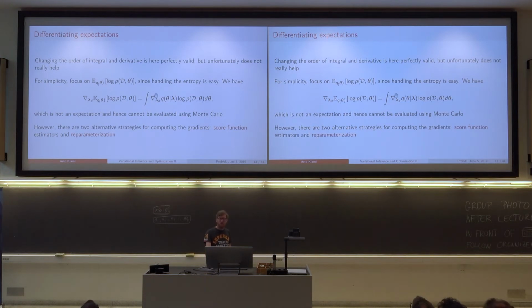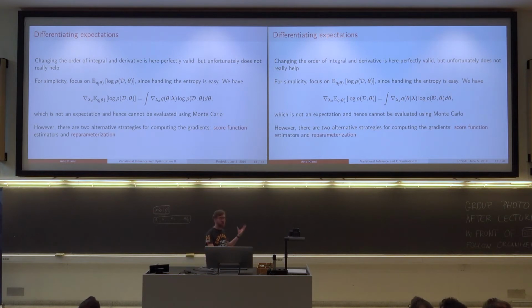We change the order, we take a derivative of that, we change the order. So it's an integral of derivative of q times log of p. This is perfectly fine. We can write this down, but it's still an integral that we would need to analytically integrate because it cannot be approximated with Monte Carlo.